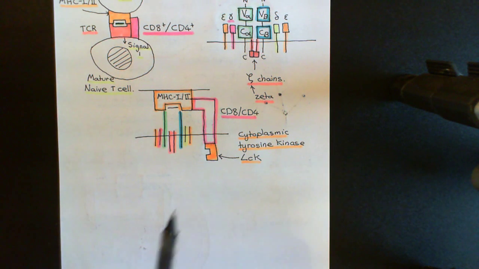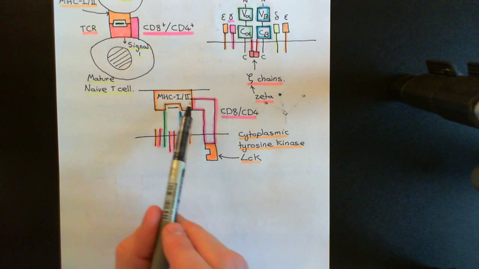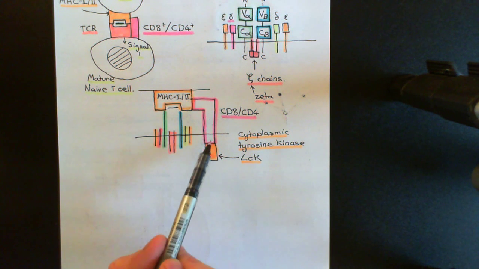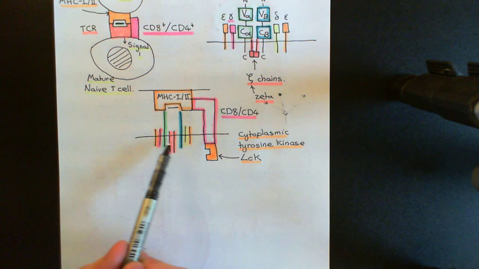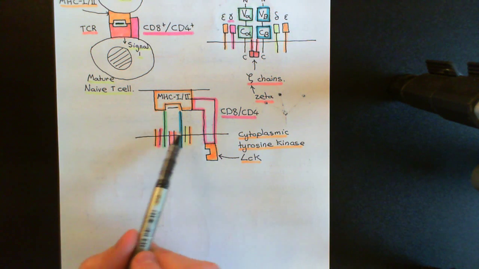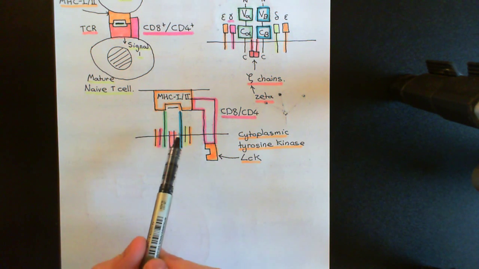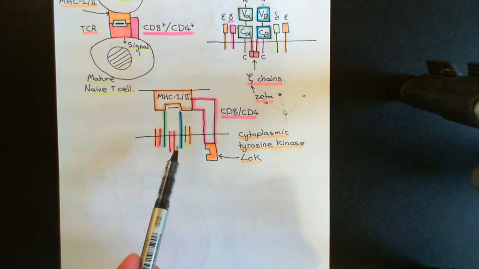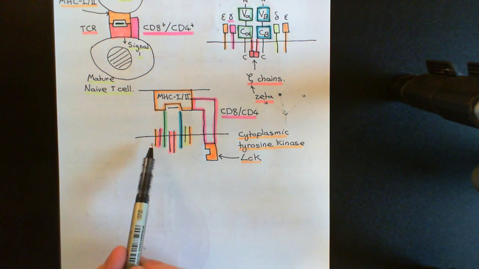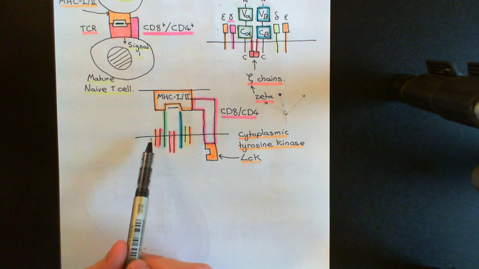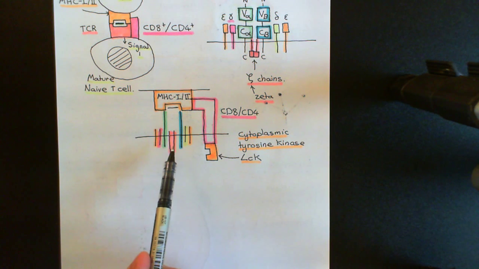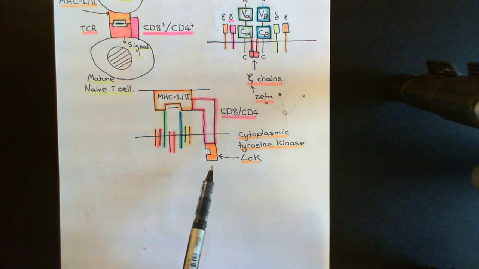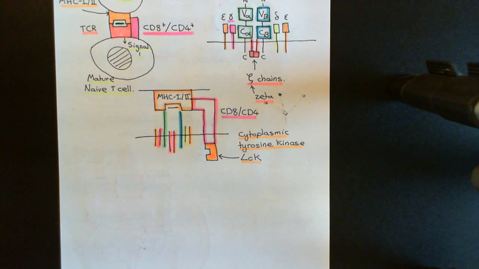Right, so this is the key thing that happens. When we form this complex, it brings the LCK enzyme that's attached to the cytoplasmic aspect of the co-receptor very close to the cytoplasmic aspect of all these proteins that are involved in the T cell receptor CD3 complex. Now, a lot of these proteins, so for instance, all the proteins of the CD3 protein complex, have tyrosine residues on their cytoplasmic aspect which can be phosphorylated by the LCK enzyme.